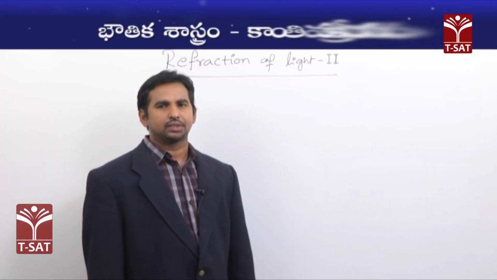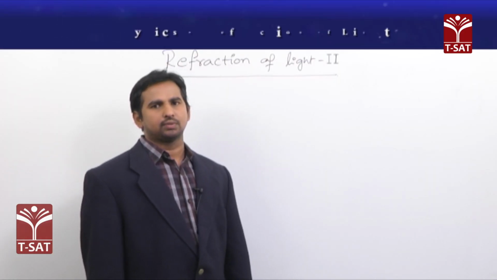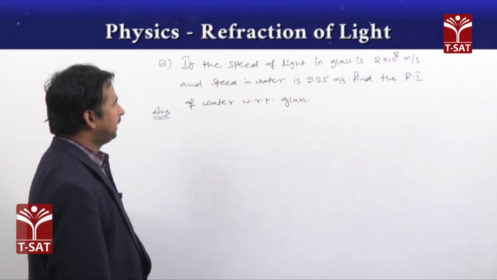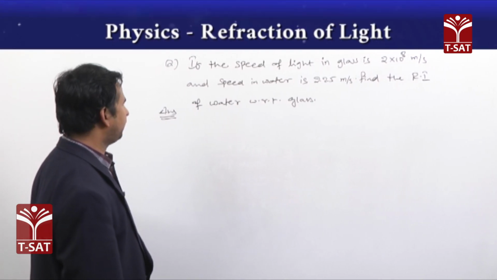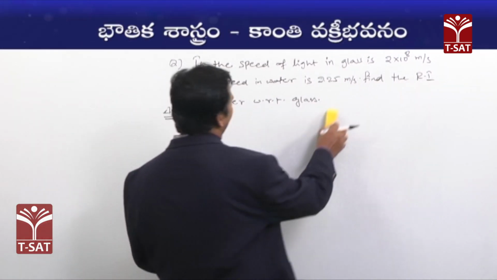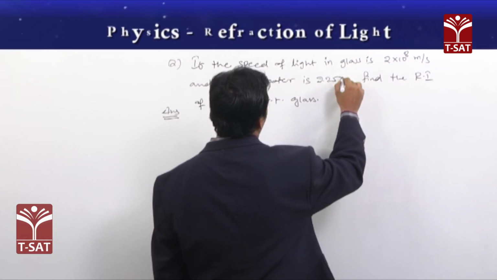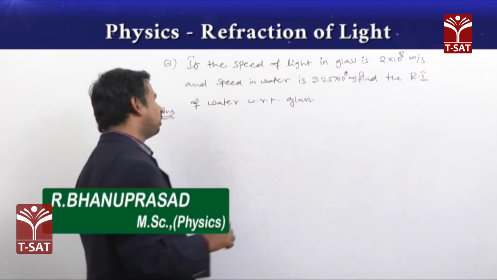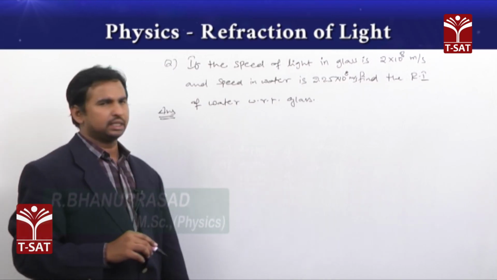We discuss refraction of light, the model questions for our POLYCET. Here, it is given that the speed of light in glass is 2 × 10^8 meters per second, and in water it is 2.25 × 10^8 meters per second. Then we have to find the refractive index of water with respect to the glass.